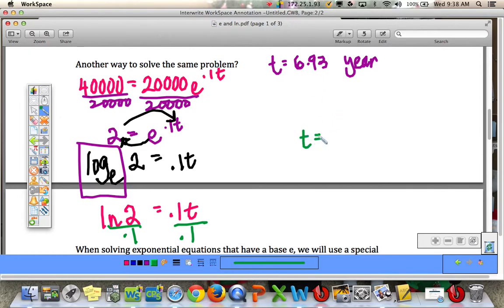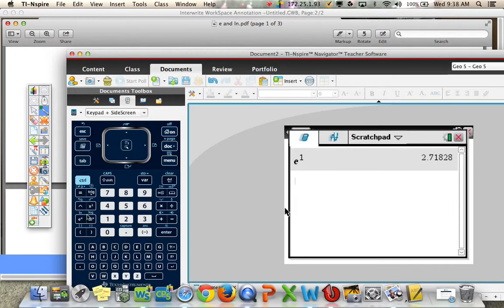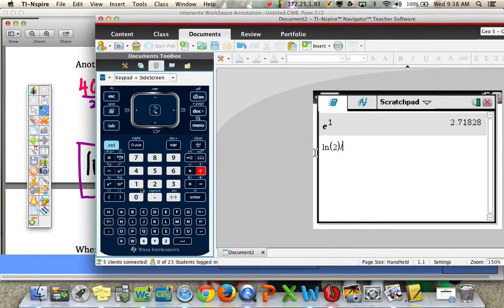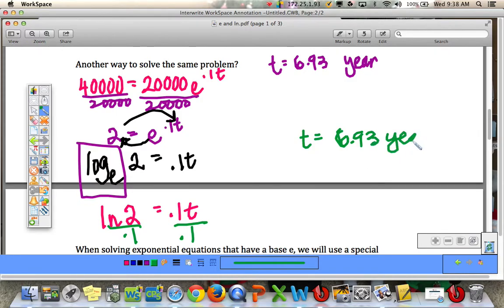So we should get t equals 6.93 years. Let's try typing that in. If we go to ln, which is control e to the x, there's ln of 2, and then go to the outside of the parentheses, divided by 0.1, we should get 6.93, and we do. So there's another way to solve, using something called the natural logarithm. 6.93 years.